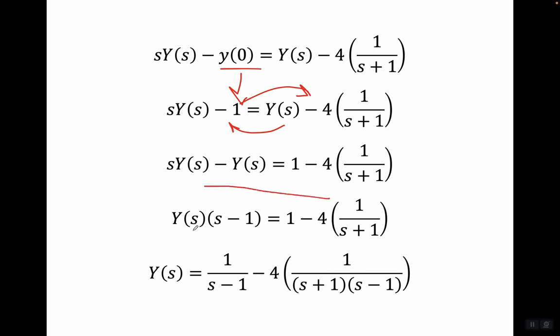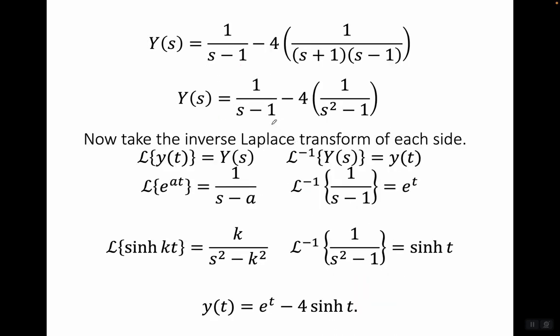Then let's factor out a Y(s). We have Y(s) times (s minus 1) equals 1 minus 4 times 1 over s plus 1. If you divide both sides by s minus 1, you end up with Y(s) equals 1 over s minus 1 minus 4 times 1 over (s plus 1)(s minus 1). Look at that, these multiply together nicely. When you multiply those together, you end up with 1 over s squared minus 1. So we have Y(s) equals 1 over s minus 1 minus 4 times 1 over s squared minus 1. Now we take the inverse Laplace transform of each side.